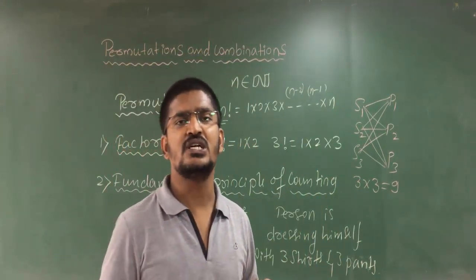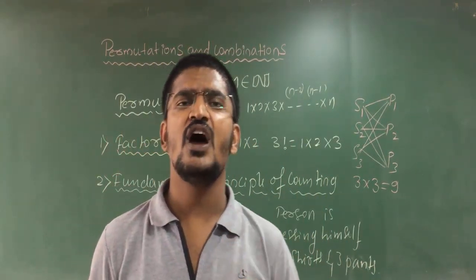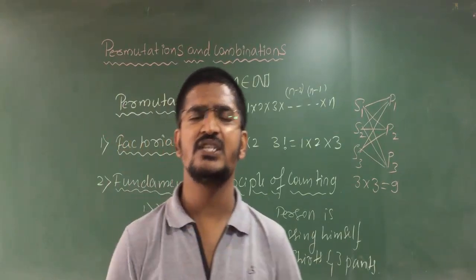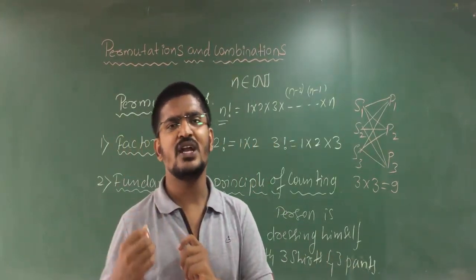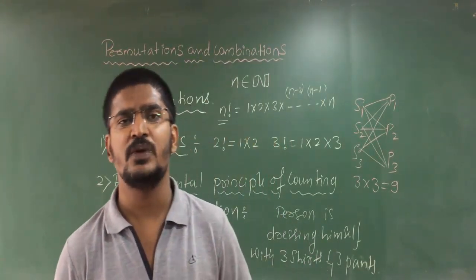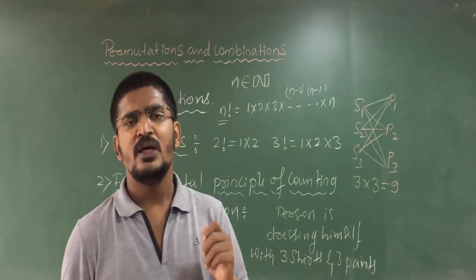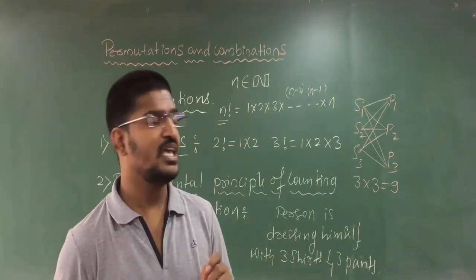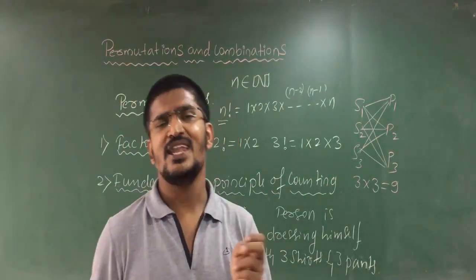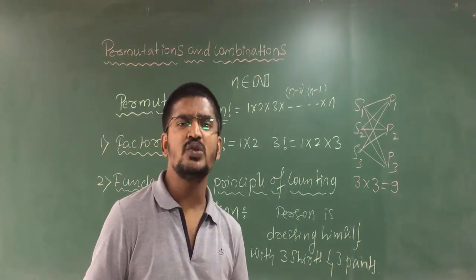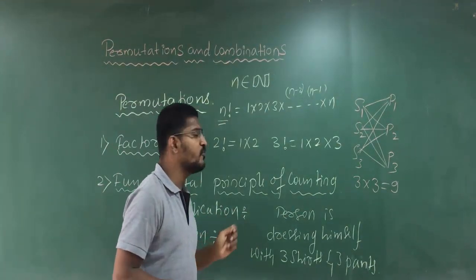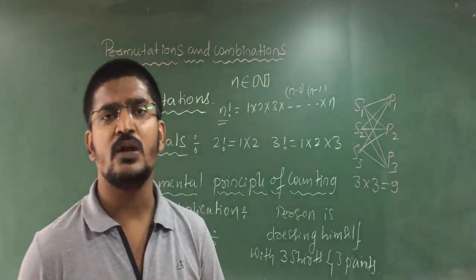In that particular situation, the events depend on each other, and we use the fundamental principle of multiplication. That means event A has 3 ways, event B has 3 ways, and event B has to be done depending on event A. Therefore, the fundamental principle of multiplication says that the number of ways to complete the event is n of A into n of B, the number of ways of A into the number of ways of B. Clear, students? Very, very important. Please remember that.